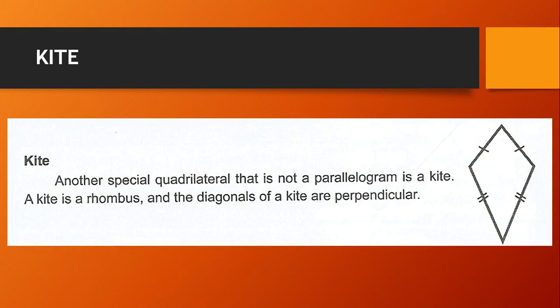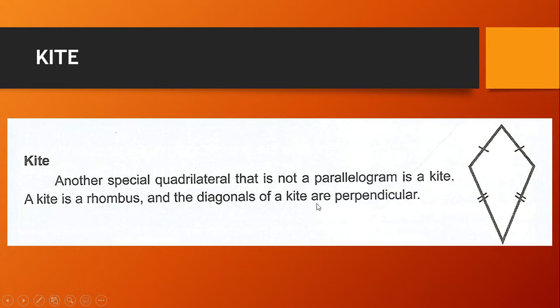Okay, so let's go now to the kite. Another special quadrilateral that is not a parallelogram is what we call a kite. And a kite is a rhombus, and the diagonals of a kite are perpendicular. So what makes a kite a rhombus? A kite is a rhombus because of its diagonals. Rhombus and kite have the same properties when it comes to diagonals.